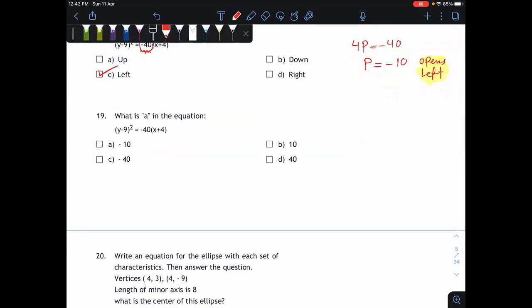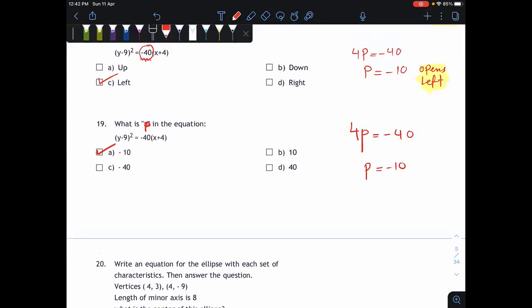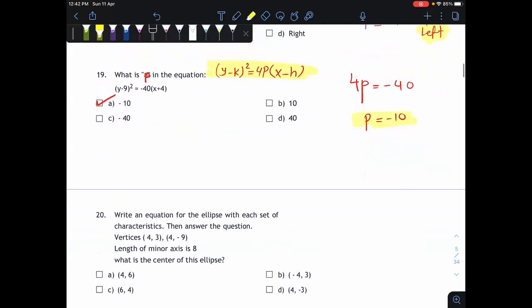I think he means p, guys, because some other books name this p as a. So what is p in the equation? It's simple here, okay? 4p is equal to negative 40, and p is equal to negative 10. So it's the same equation up here. So the p is negative 10. What's the equation? It's y minus k all squared is equal to 4p into x minus h. You should memorize this. So the value of p is negative 10, and 4p is equal to negative 40.